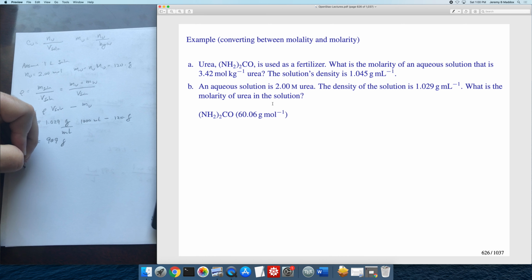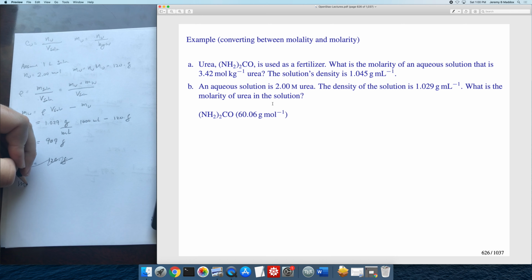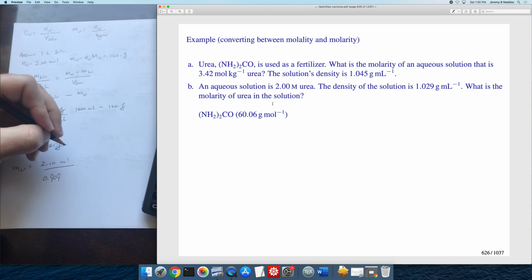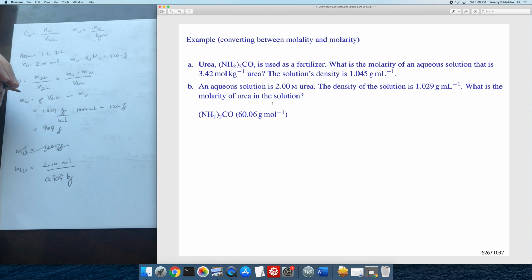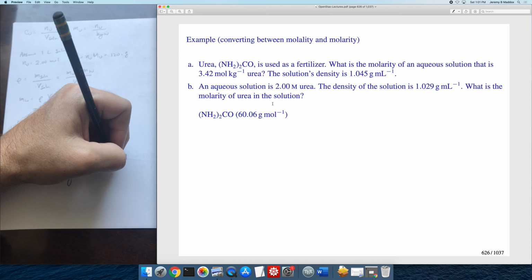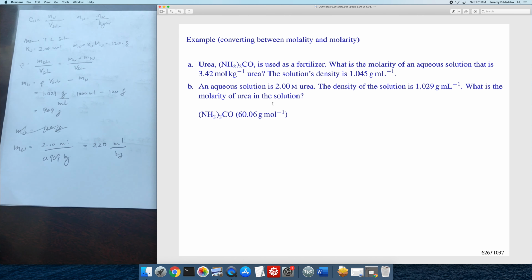So when we go to calculate the molality of the urea, we'll take the 120 grams, sorry, that's not right. We'll take the 2 moles and divide that by 0.909 kilograms, and we get 2.20 moles per kilogram. Okay, so a slight difference between the molarity and the molality. They're not quite the same unit.